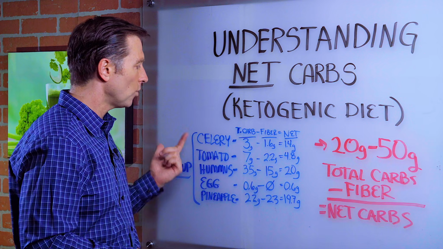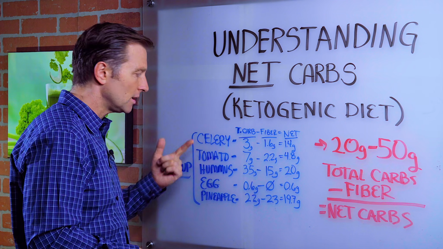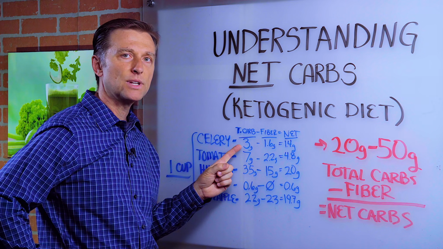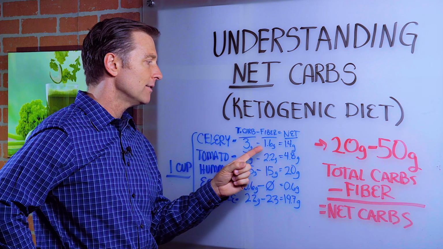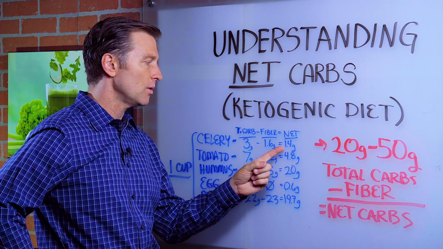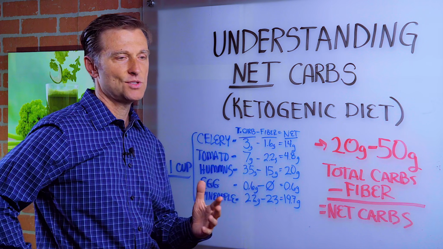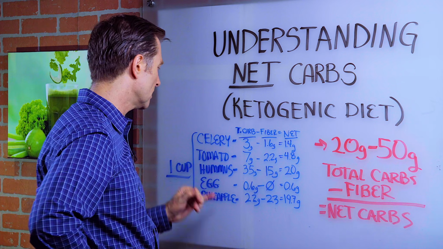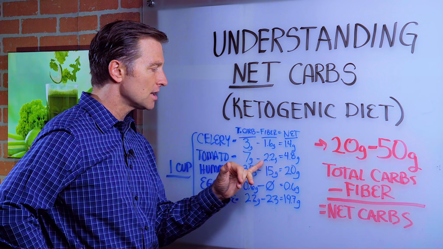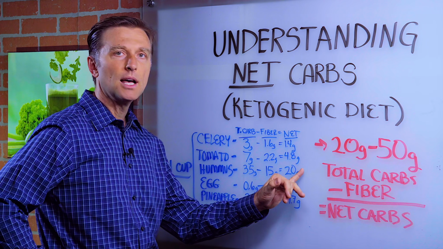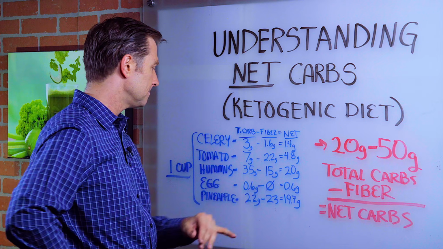Let's say, for example, you have 1 cup of any one of these foods, celery, for example. Total carbs is 3 grams, right? Not much. Fiber is 1.6, so the net carb is 1.4 grams. So it's 1.5 grams roughly, which is so insignificant. That's never going to be an issue. Tomato, 7 grams minus 2.2 grams for the fiber equals 4.8 grams. A little bit more, but not too bad.